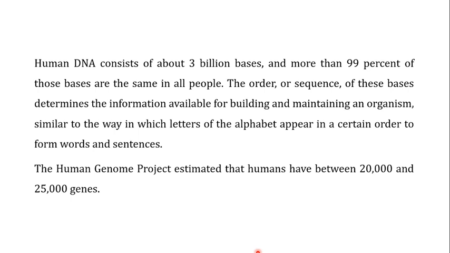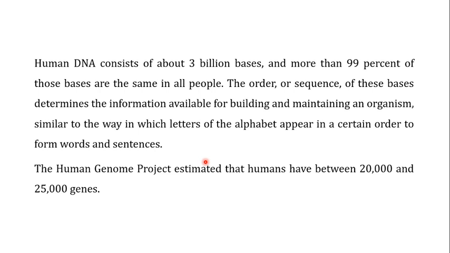If you talk about human beings, this is a little bit of information about the human genome: the human DNA consists of about 3 billion base pairs in a haploid state. In the diploid state, there are about 6 billion base pairs. And the interesting thing is that more than 99% of these bases are the same in all people around the globe. The order or sequence of these bases determines the information available for building and maintaining an organism, similar to the way in which the letters of the alphabet appear in a certain order to form words and sentences.